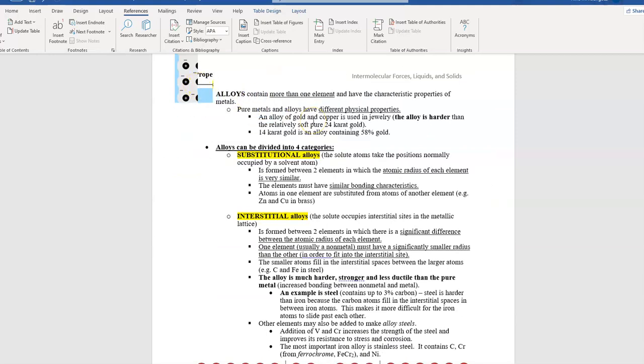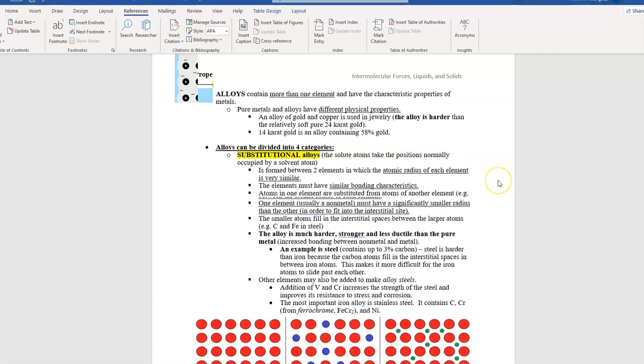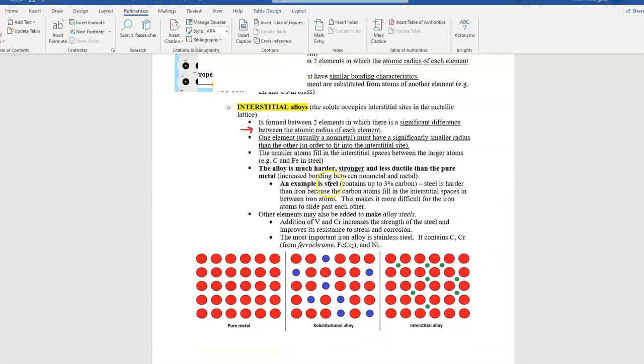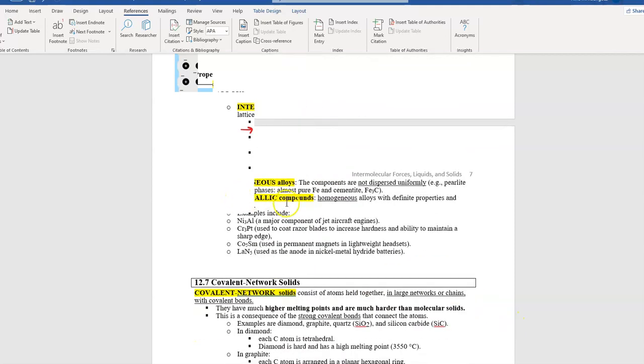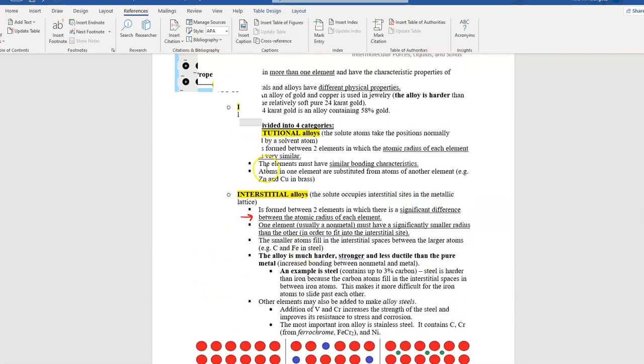Here are the alloys. Alloys can be divided into two categories, and these are the two major ones you need to know. It has to do with the radius, so look at the differences in radius between the positive ions. Once you read it, you'll see the differences in the structures, so that I can answer some questions for you. Heterogeneous versus intermetallic compounds are numbers 3 and 4, but for the alloys, these are the two major ones.